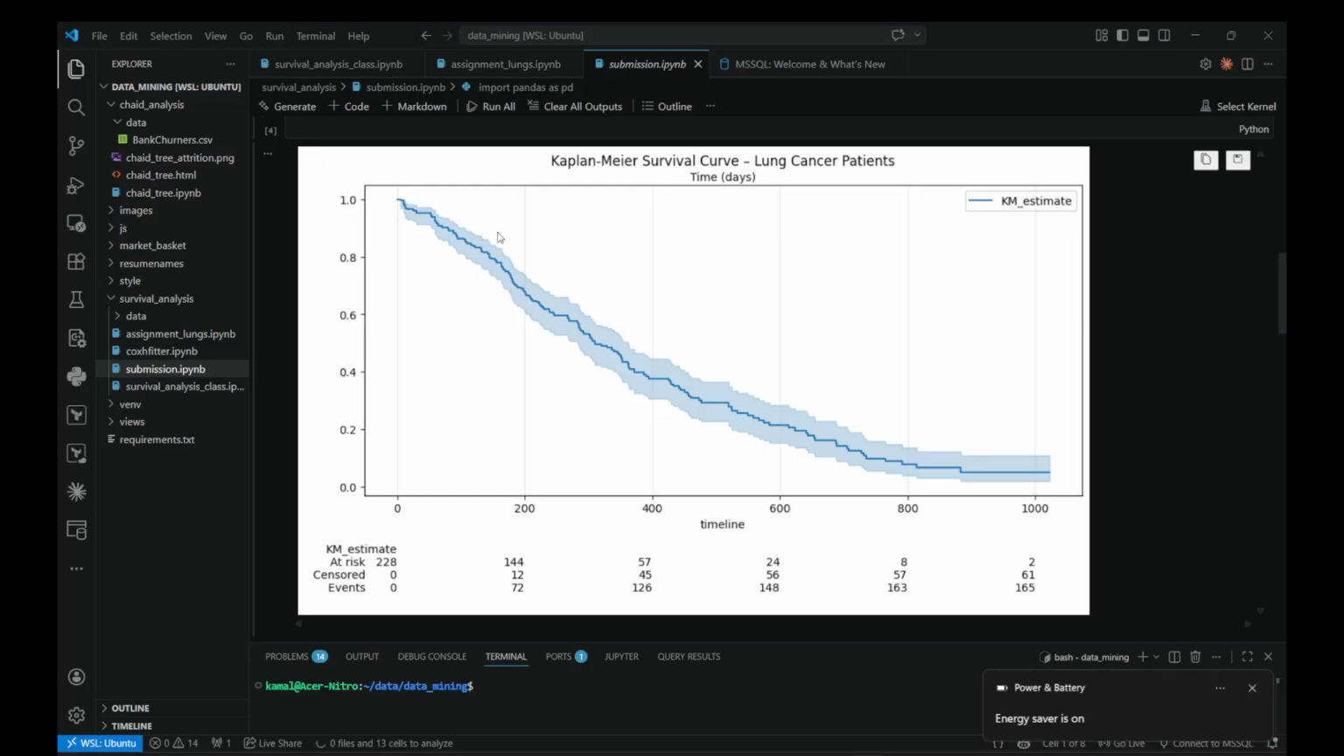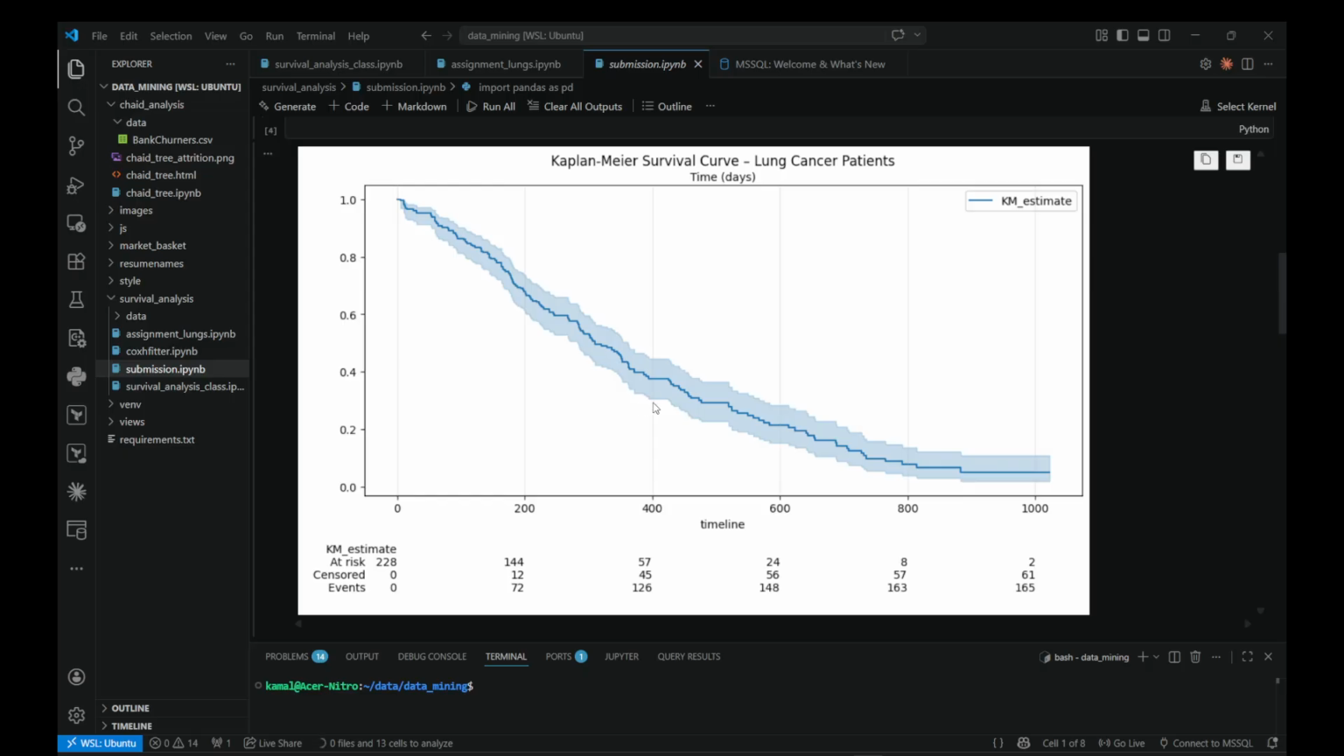Okay, let's look at this survival curve and try to understand it. At time 0 all patients are alive, so the probability here is 1, and after this the curve drops as patients die over time. The steepest drop happens between 200 and 400 days. This tells us that the most critical period for these patients is roughly the first year after entering the study.